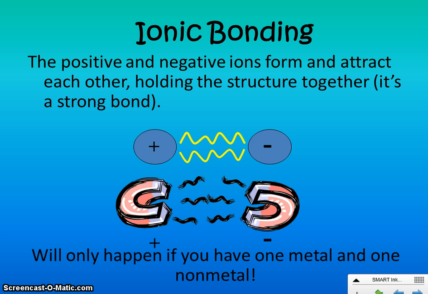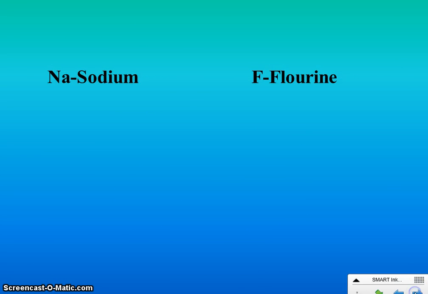Like I mentioned before, this is only going to happen if you have a metal and a non-metal, because metals are going to form positive ions or cations, and non-metals are going to form negative ions or anions. And the only way for this to work would be if you have one positive and one negative. Because if you have two positives, they're going to repel each other. They're not going to be attracted. If you have two negatives, they're going to repel. They're not going to be attracted. So you have to have one positive, one negative. In other words, one metal, one non-metal. Okay? So in your ion notes, we built a sodium atom and we built a fluorine atom.